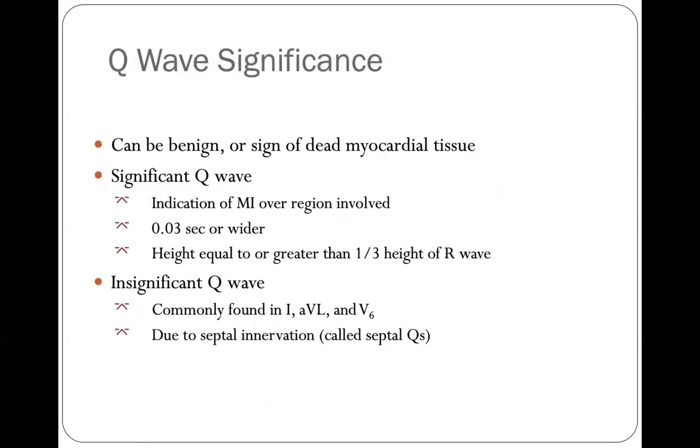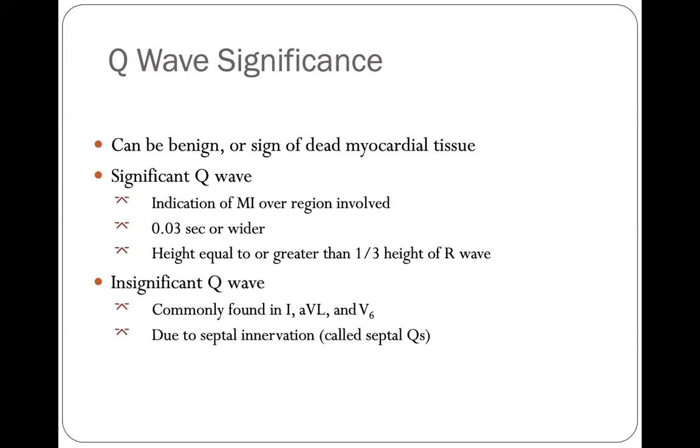For Q waves, sometimes there's significance in the Q wave and sometimes there's not. The Q wave can be benign, but it can also be a sign of dead cardiac tissue. So Q waves are significant if they are wider than 0.03 seconds. From the start of the Q wave to the end of the Q wave, if it is wider than 0.03 seconds, then we would say that is a significant Q wave. And if the height of the Q wave is greater than 1/3 the height of the R wave, understanding the height in this case is a negative deflection, then that is also significant and lets us know there's myocardial damage.